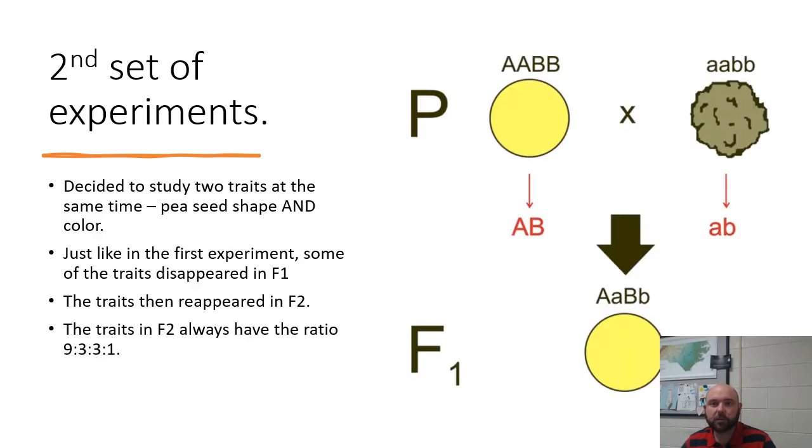So after determining that each trait had a set of two factors that determined the expression of that trait, he wanted to see if traits themselves were linked together or if they were independent of each other. To study that, he set up another experiment in which he decided to cross a pea plant that was dominant for both seed color and seed shape.